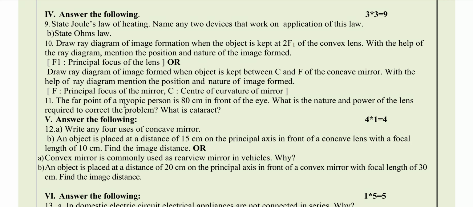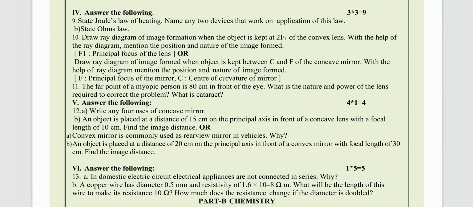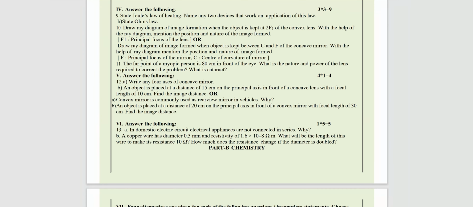Next question. One more question. The far point of a myopic eye is 80 centimeter in front of the eye. What is the nature and power of the lens required to correct the problem, and what is cataract? Can we solve this? Observe here. What is the question? The far point. What is the far point? Let me say x is equal to 80 centimeter.